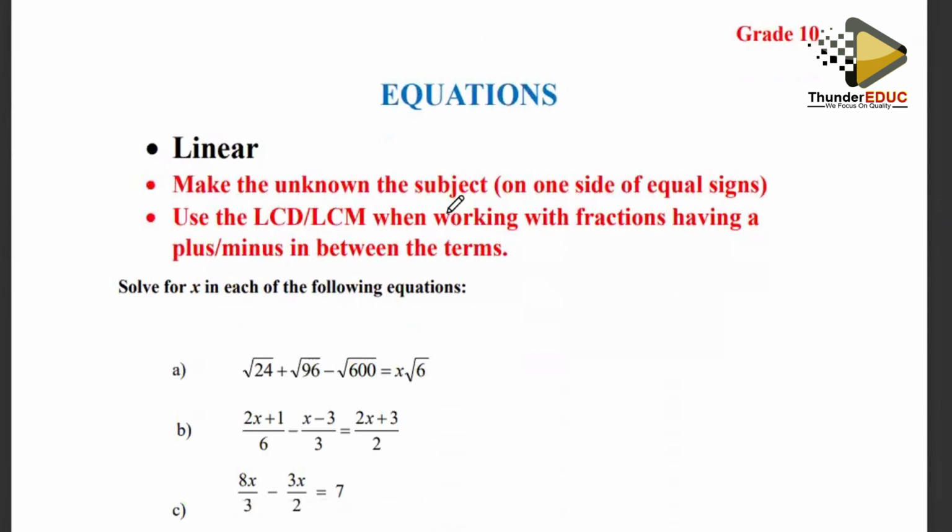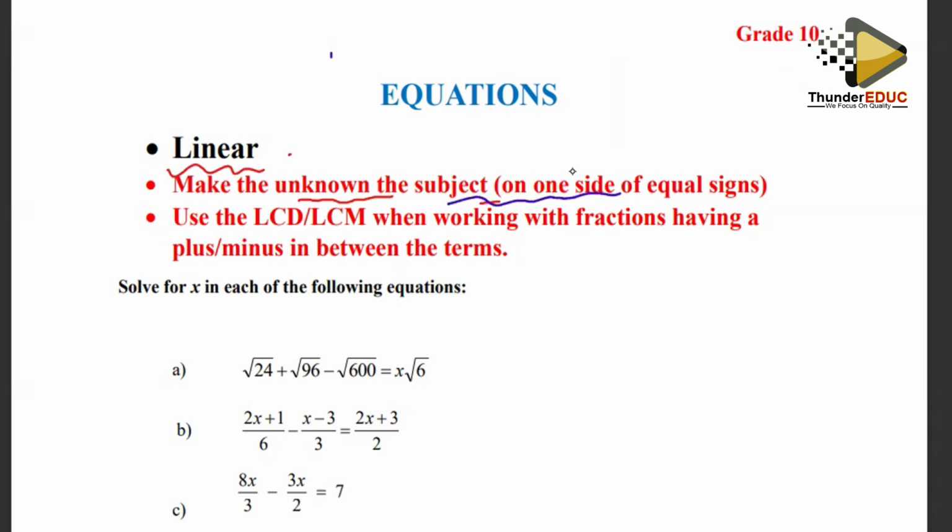Equations are more like expressions that have equal signs, okay? Expressions with equal signs are what we call equations. We have different types of equations and their approaches will be different. Number one, we have what we call the linear equations. When we have to solve them, we always have to make the unknown the subject, which means the unknown should be left on one side of the equal sign.